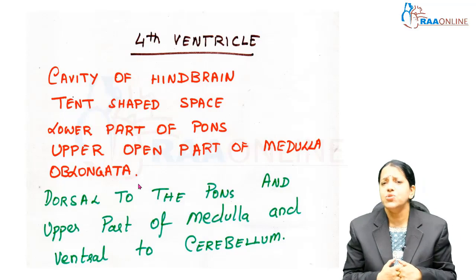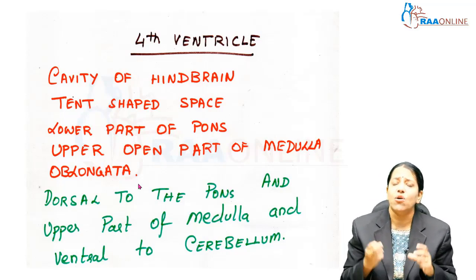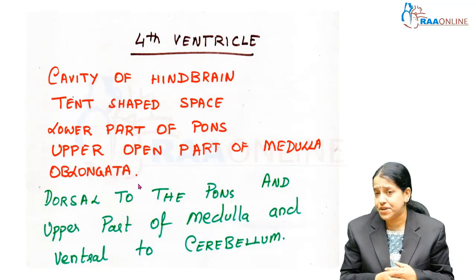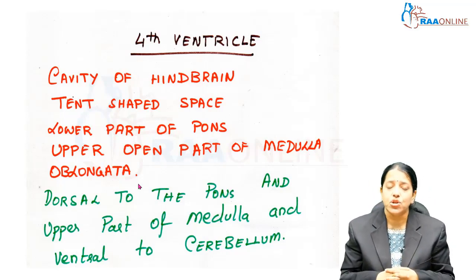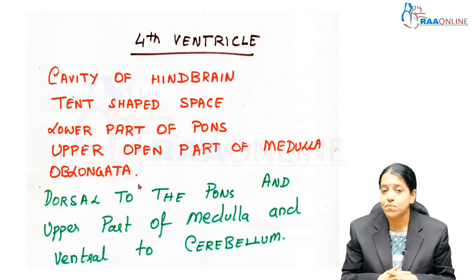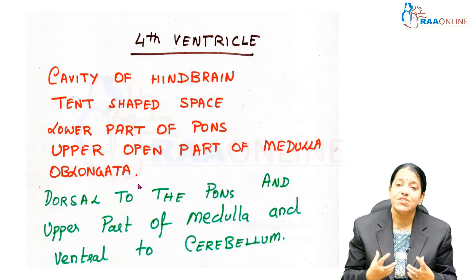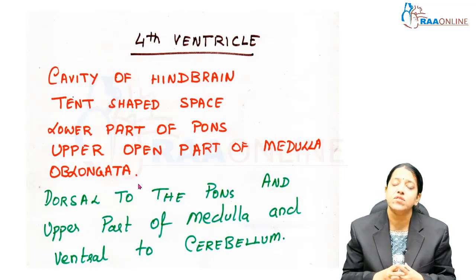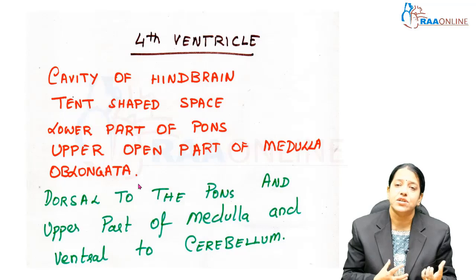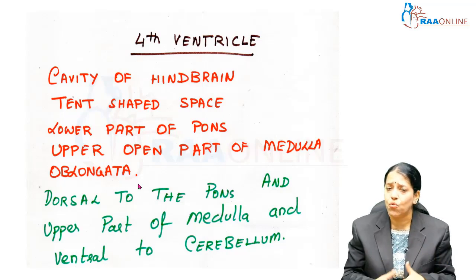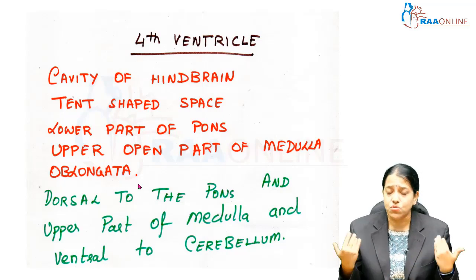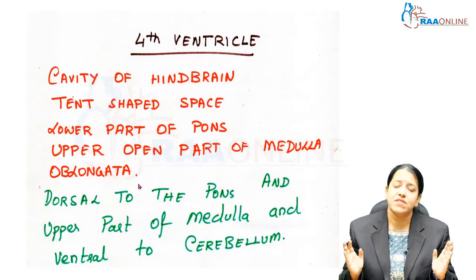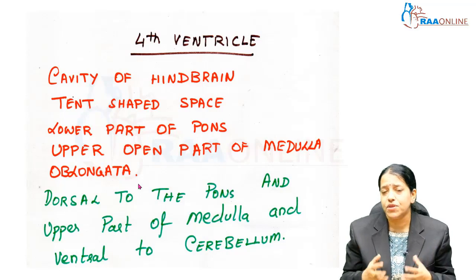So the fourth ventricle, to introduce, is a cavity of the hind brain. As we start the ventricular system of the brain, the ventricles contain the cerebrospinal fluid, and these are cavities within the brain which produce and circulate the CSF, and from one ventricle to another the CSF flows, and ultimately it flows into the subarachnoid space, from where it is picked up into the venous circulation of the brain.